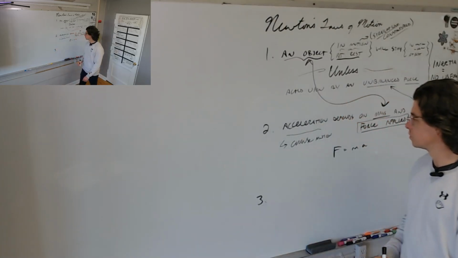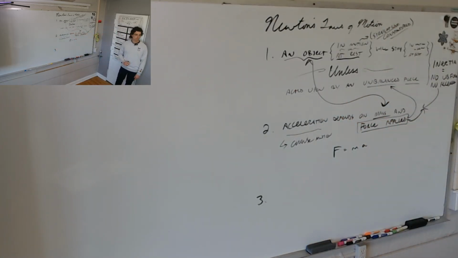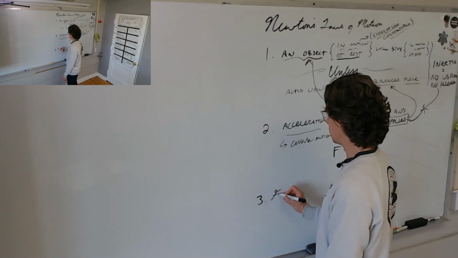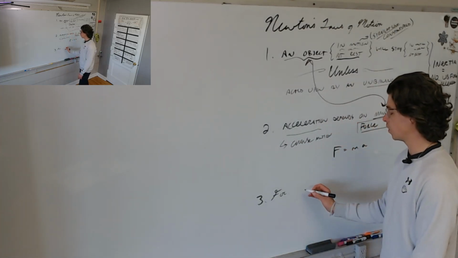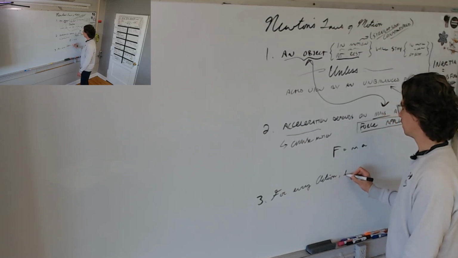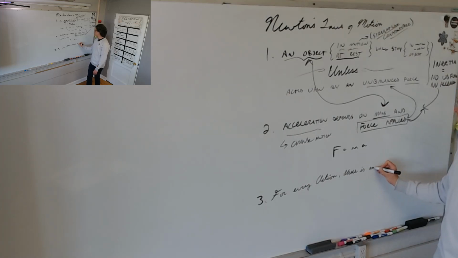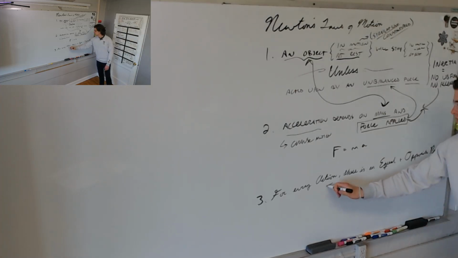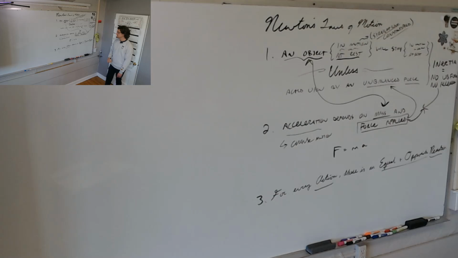And then the third one was what? Yeah. For every action, there is an equal and opposite reaction. This one is, for a lot of people, the easiest one to remember. For every action, there is an equal and opposite reaction.